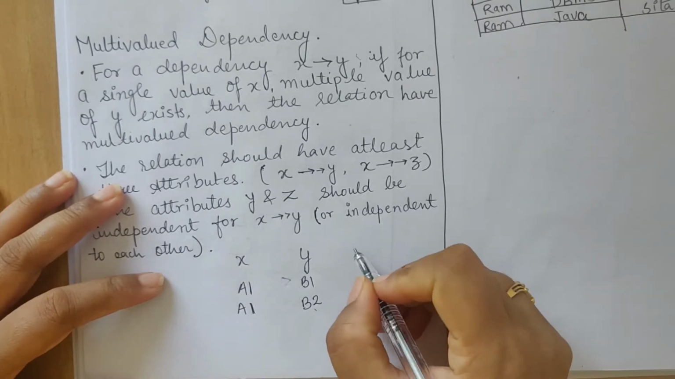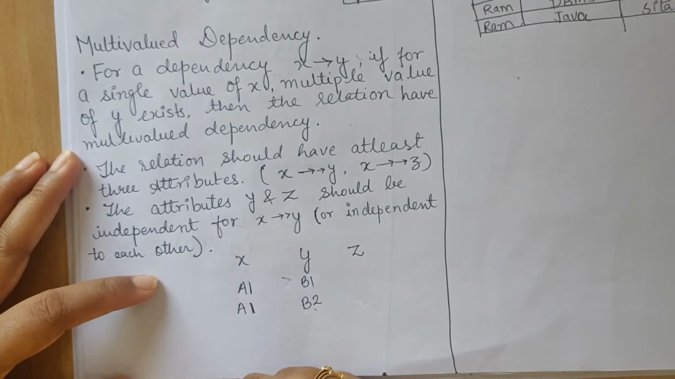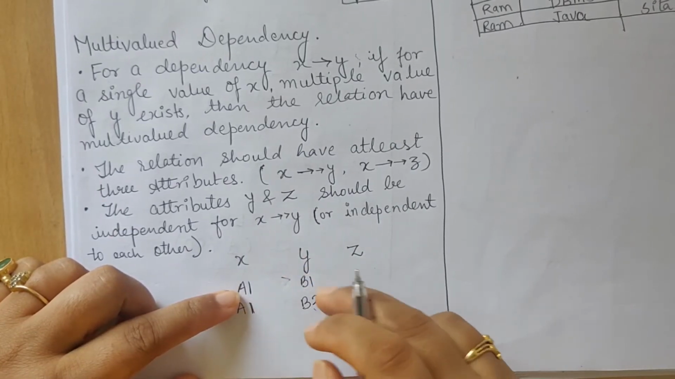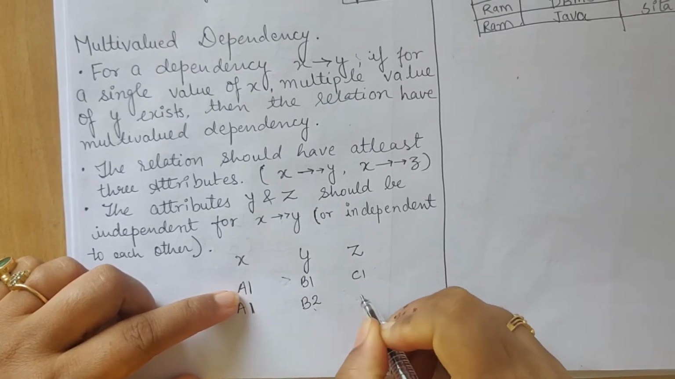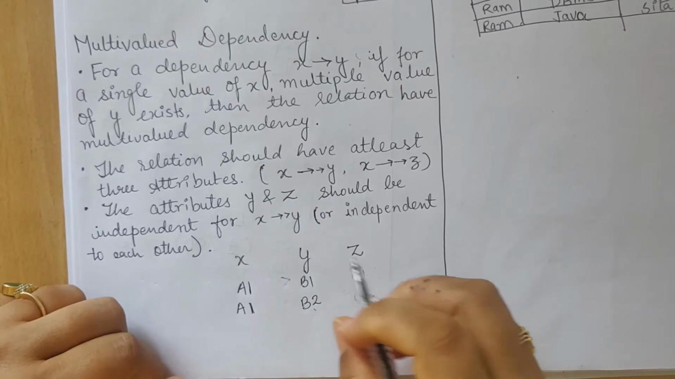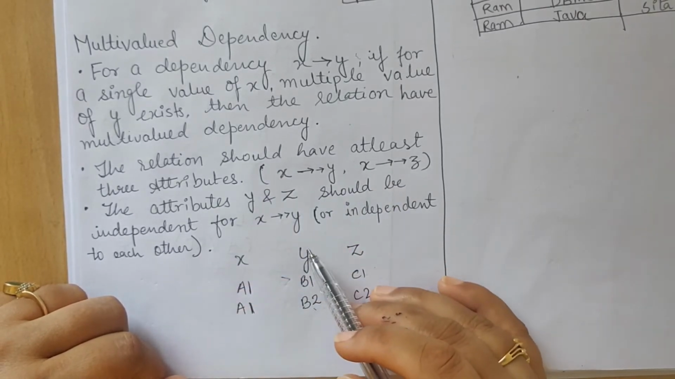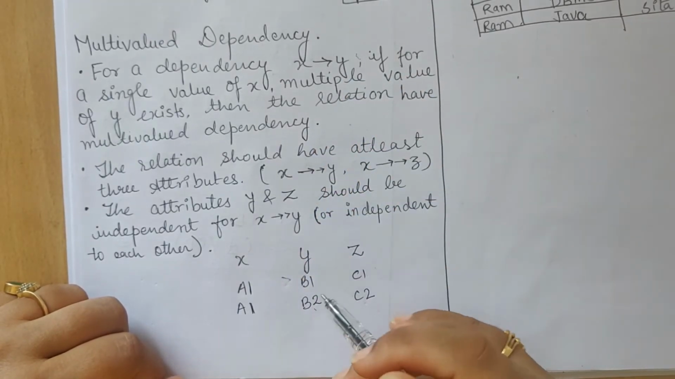But the problem comes when there is one more attribute, and for this A there is a different value here and maybe the same value here or some different value here. So if the relation has at least 3 attributes, then it adds up to a multi-valued dependency. How? That I will tell you now.